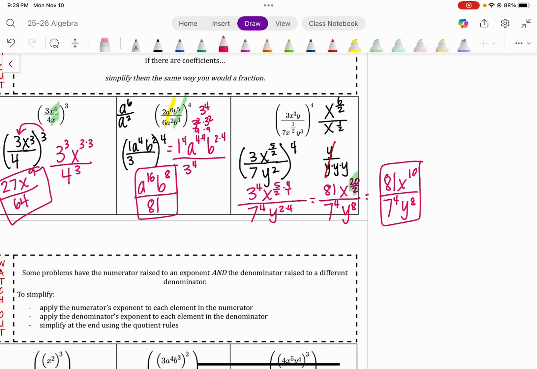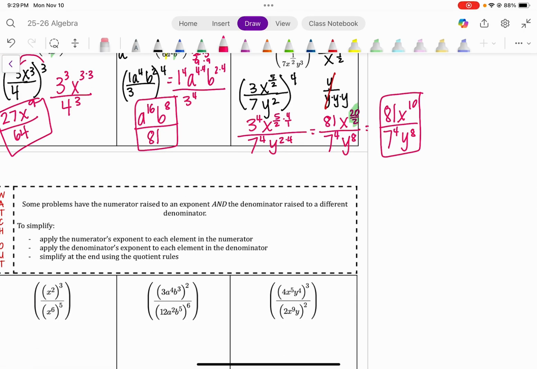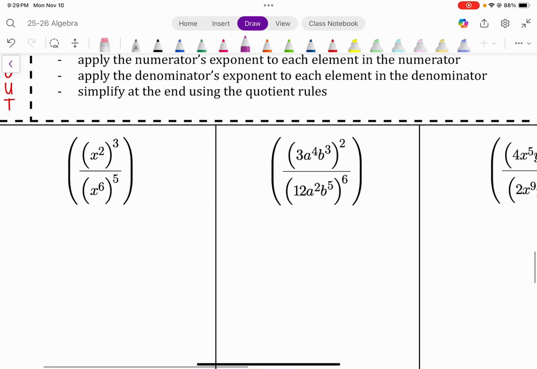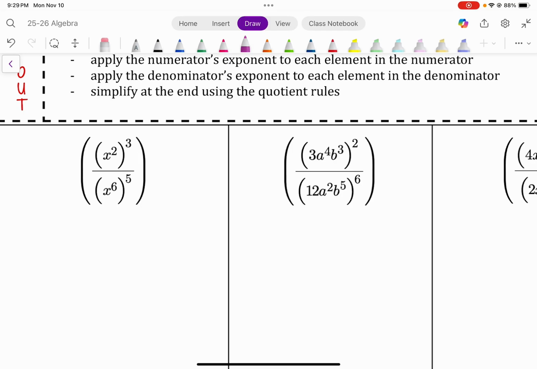In this last section, we're going to have a numerator raised to an exponent and the denominator raised to the exponent. So the exponent in the numerator goes to the numerator, exponent in the denominator goes to the denominator, and then we're going to simplify at the end. So on this first example, x to the 2 to the 3 would turn into x to the 6th. In the denominator, we're going to get x to the 6 times 5, so x to the 30.